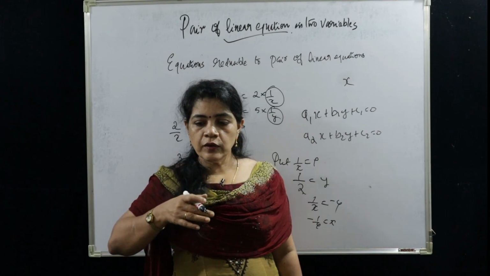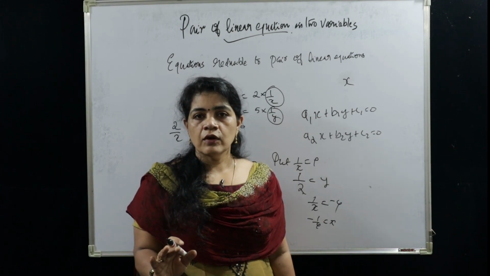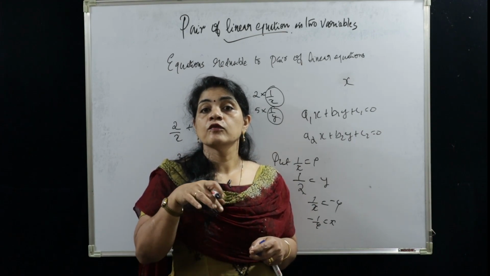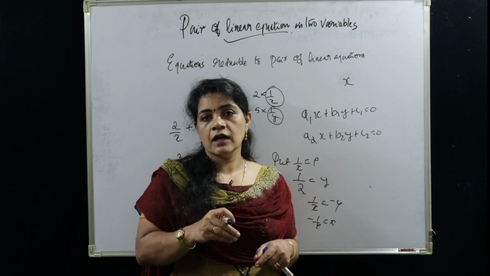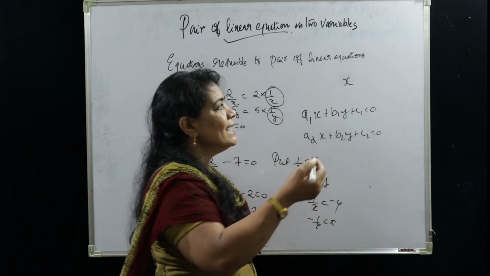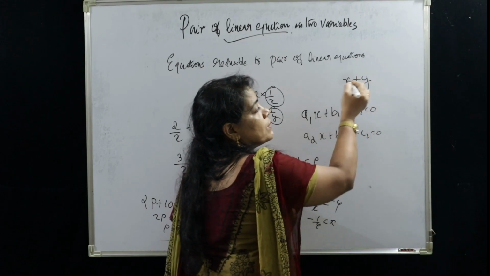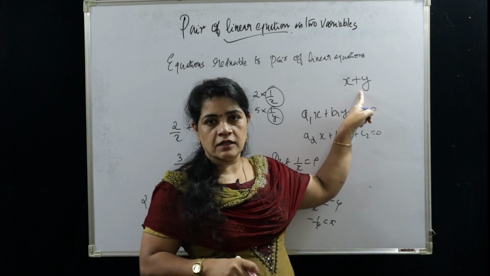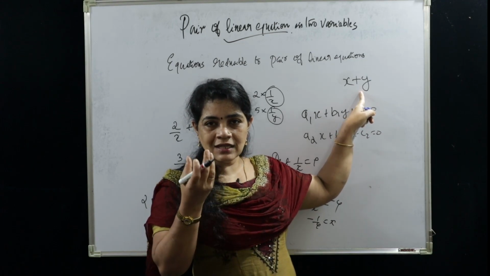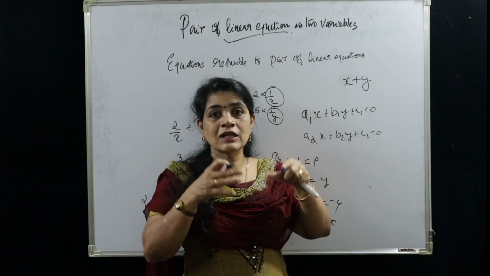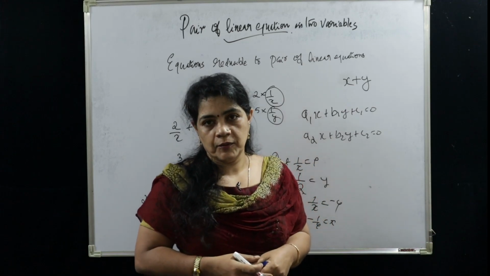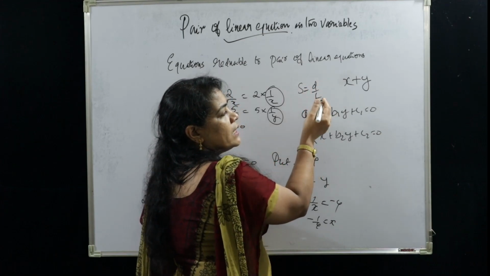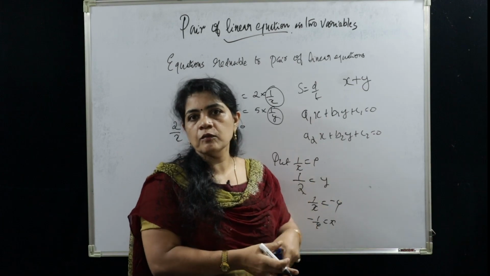If the boat is moving downstream, the speed of the water will complement the speed of the boat. That means you have to add the speed of the current to the speed of the boat. In that case the speed will be x plus y, where x denotes the speed of the boat and y denotes the speed of the current, the water. So the speed of the boat in the downstream will be x plus y. You can apply speed equals distance by time, and accordingly form the equation.